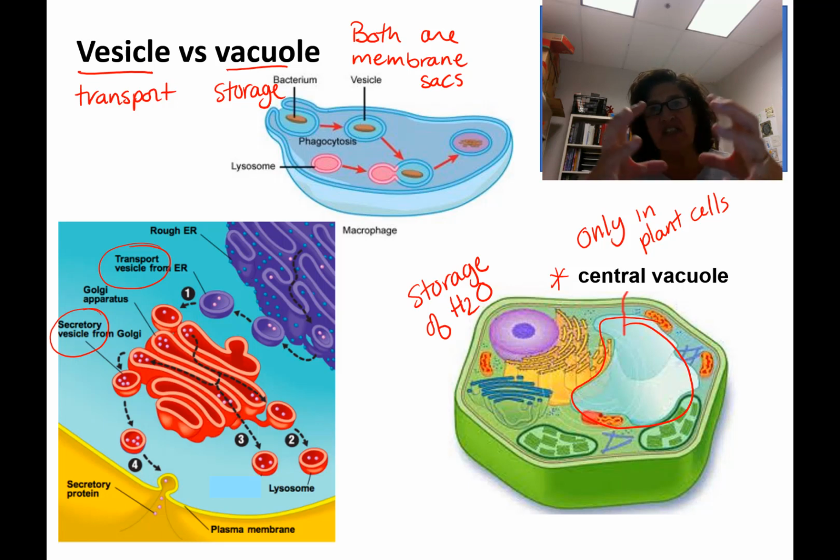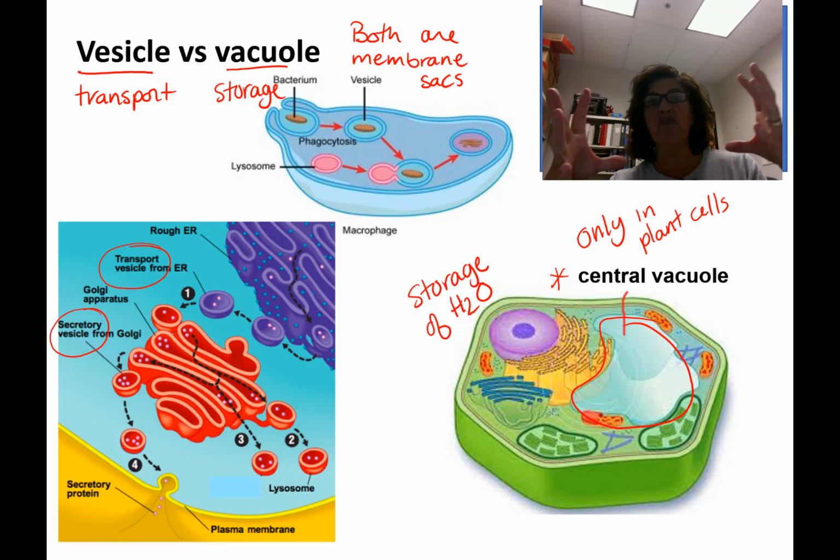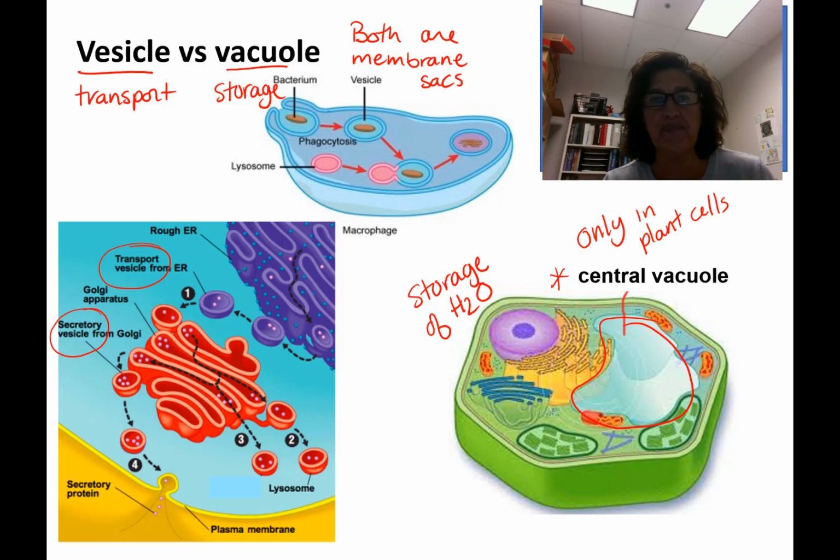And that's all the central vacuole. That central vacuole has to fill up with water and make the plant cell super full so that the plants can stand up.